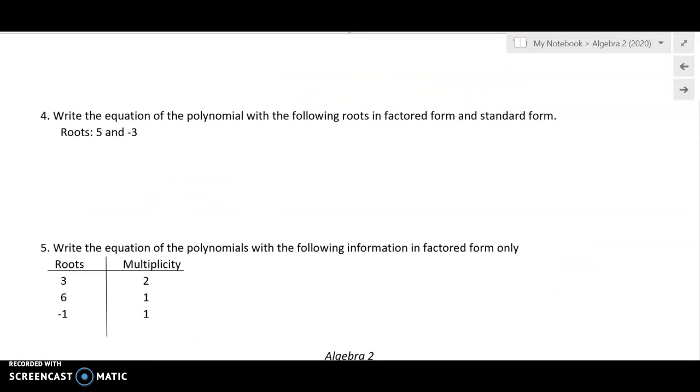Write the equation of the polynomial, factored form, and standard form. I give you the roots. So no graph, I just give you the roots, the solution. So when I write this, I have y equals x minus 5. Remember to switch it, flip it, and then x plus 3. That's it. So that's my factored form.